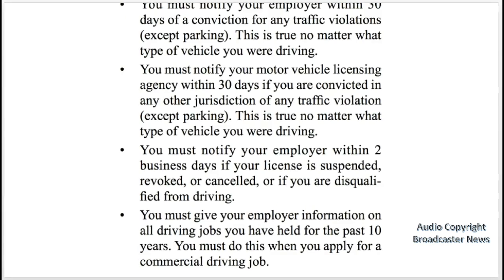You must notify your employer within 30 days of conviction of any traffic violations. Now, this is true no matter what type of vehicle you're driving. You must notify your motor vehicle licensing agency within 30 days if you are convicted in any jurisdiction for any traffic violation, well, except parking. Now, this is true no matter what vehicle you're driving. You must notify your employer within 2 business days if your license is suspended, revoked, or canceled, or if you are disqualified from driving. You must give your employer information on all driving jobs you have held in the last 10 years. You must do this when you apply for a commercial driving job.